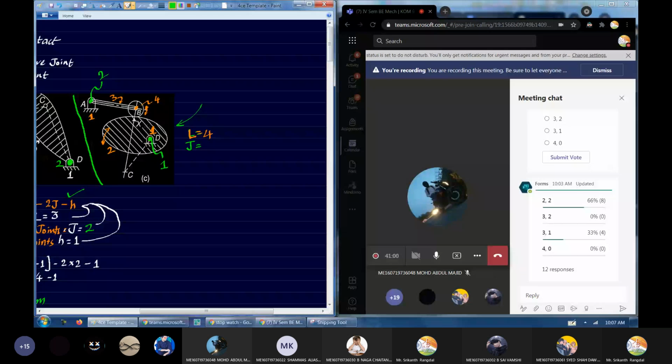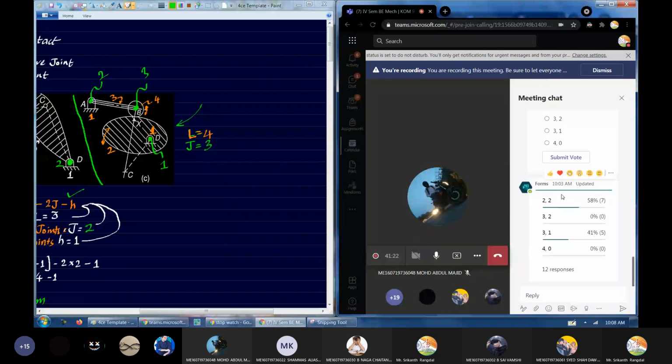And here again, you can see that this is a revolute joint, so this is joint number 3. That's it. These are the binary joints. So binary joints are 3. Those who took the first option have been proven wrong.